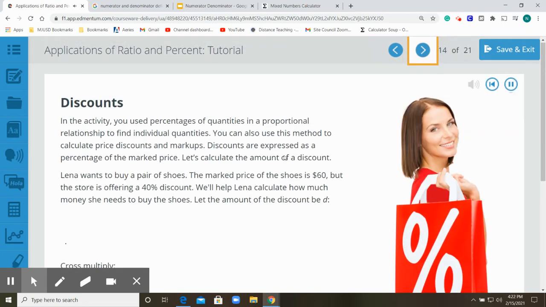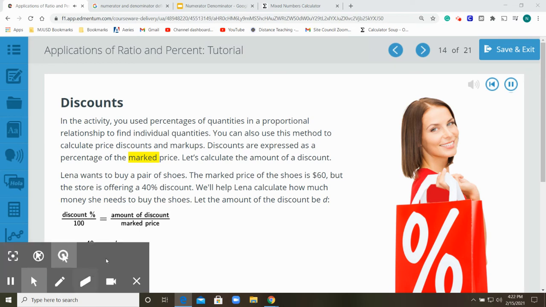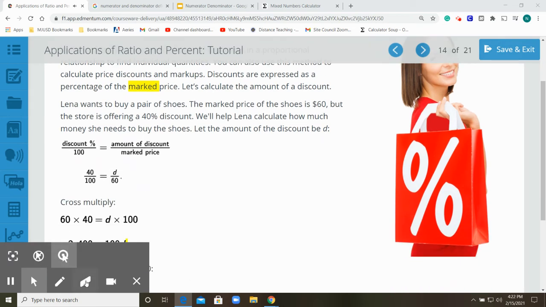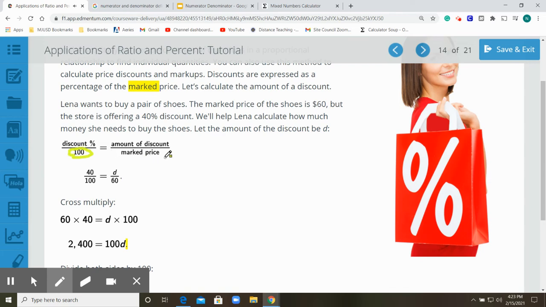Discounts. In the activity, you use percentages of quantities in a proportional relationship to find individual quantities. You can also use this method to calculate price discounts and markups. Discounts are expressed as a percentage of the marked price. Let's calculate the amount of a discount. Lena wants to buy a pair of shoes. The marked price of the shoes is $60, but the store is offering a 40% discount. We'll help Lena calculate how much money she needs to buy the shoes.